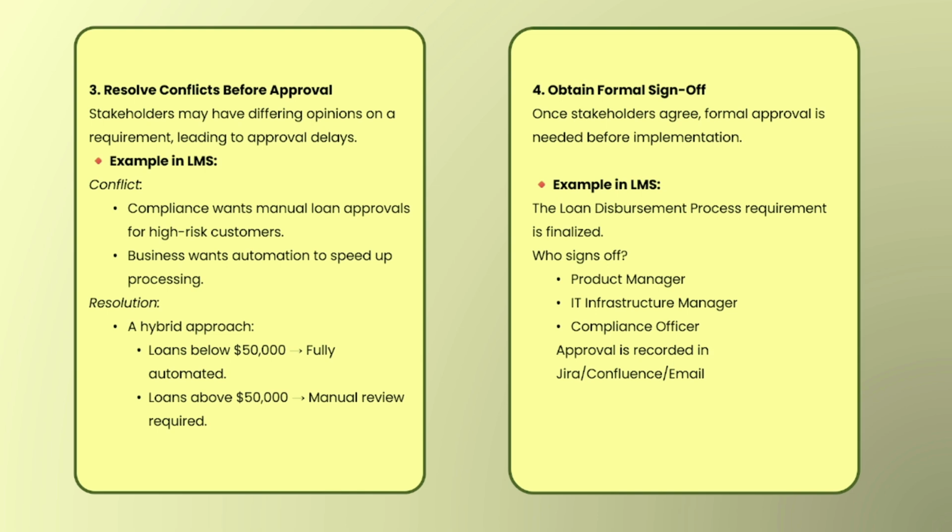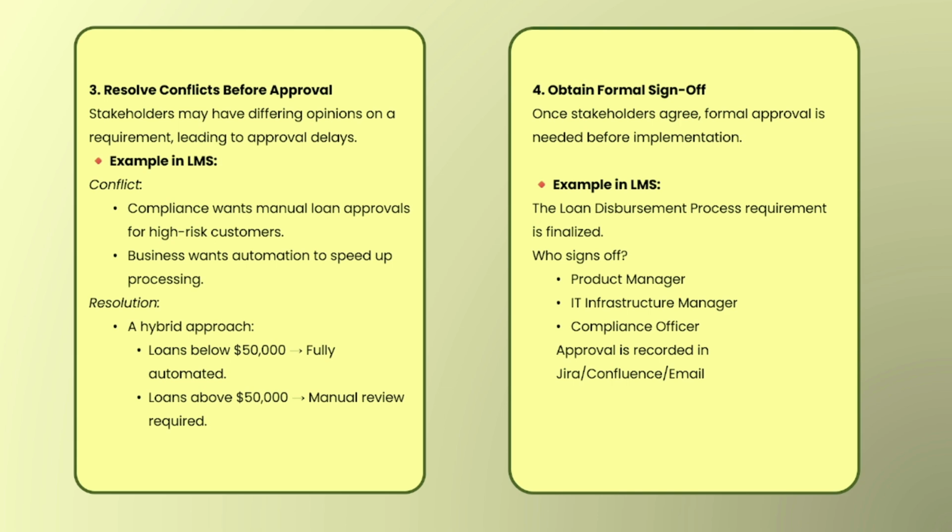Well, the loan disbursement process requirement is finalized, meaning we have created whatever requirements are needed for the loan disbursement process. So before we develop anything, we have noted down each and every requirement. Now who will finalize this? The sign off should be from the product manager, then the IT infrastructure manager, and the compliance officer.